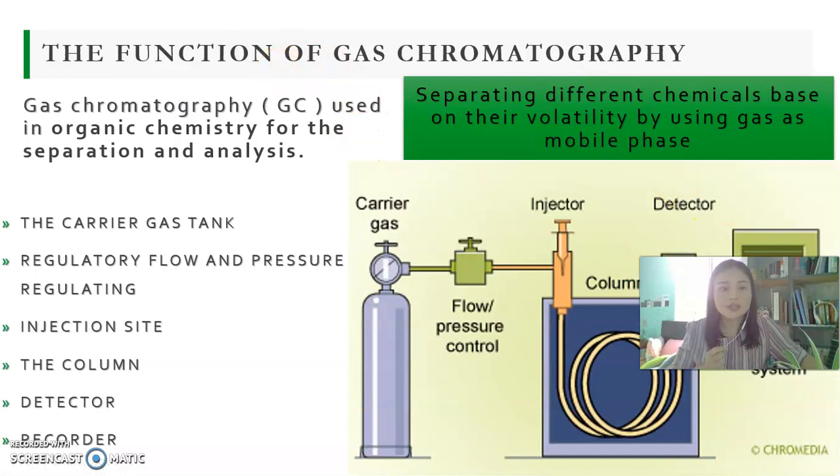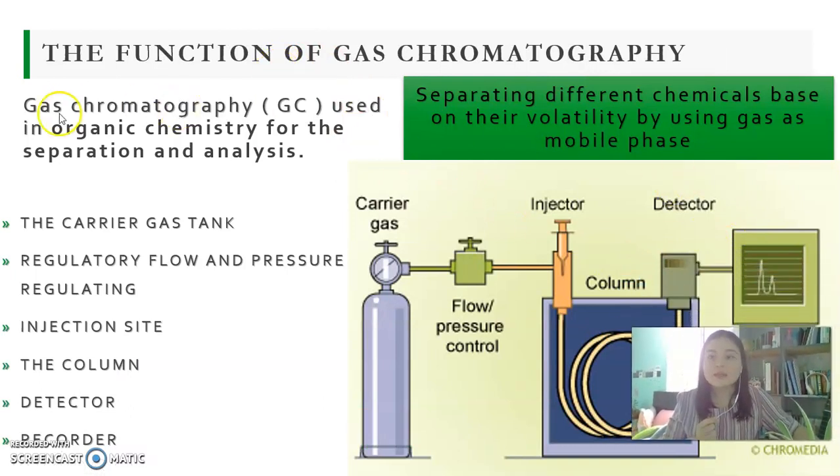And then next, I'm going to talk about the function of gas chromatography. Gas chromatography is used in organic chemistry for separation and analysis. It separates different chemicals based on their volatility by using gas as the mobile phase. So this is what is contained in the gas chromatography system.